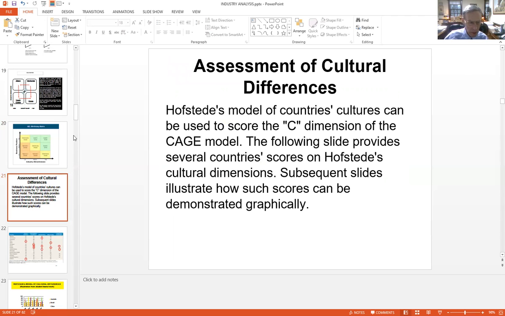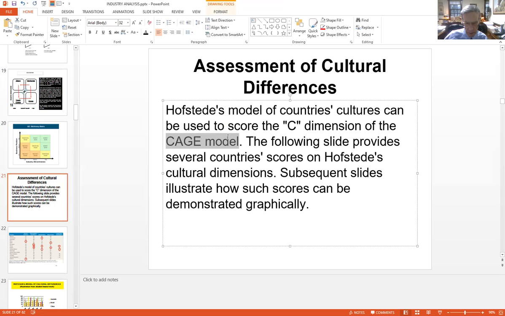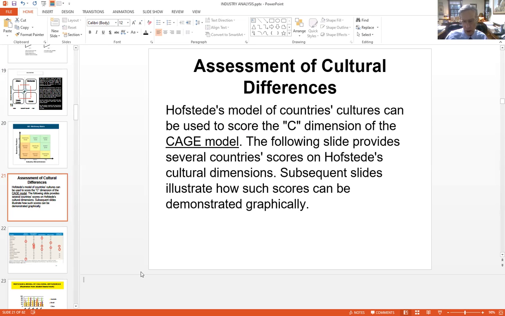Okay, remember back in the CAGE model? The C in the CAGE model refers to culture. And one of the questions is, how do we assess culture? There are a number of ways to do that.